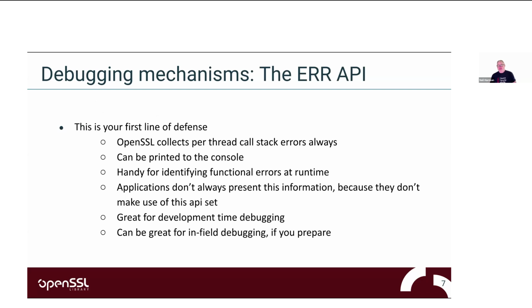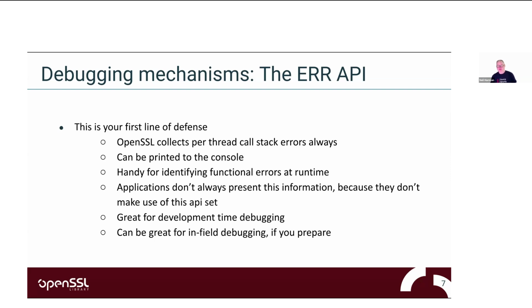Getting started right away, the error API. This is your first line of defense with OpenSSL. OpenSSL has an error reporting API that implements a per thread stack of errors that get recorded as you make calls into the OpenSSL library. These can be retrieved and printed to the console as your application sees fit. It is effectively the equivalent of printf in OpenSSL. Very handy for identifying functional errors at runtime.